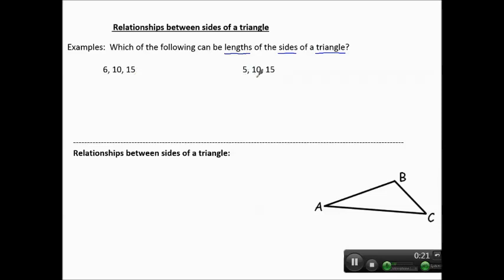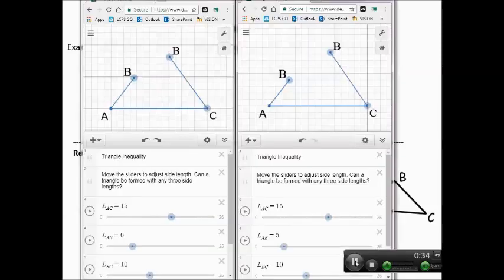How about 5, 10, and 15? Can we put those together to make a triangle? Well, because they're sides, we don't know much about their measures until maybe we take a look at it. So I have two demonstrations of triangles that use the lengths 6, 10, and 15, or trying to make triangles at least, and 5, 10, and 15.